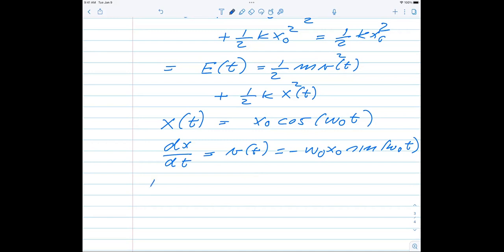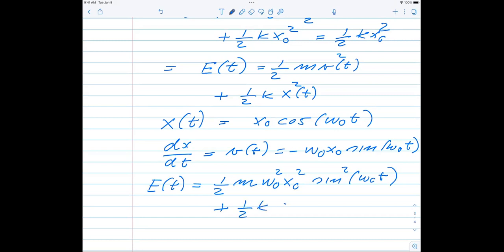That means that the energy as a function of time here is equal to 1/2 m, and since I'm squaring this, I'm getting omega 0 squared times x0 squared, and then I have a sine squared of omega 0 t, plus 1/2 k, and then I have x0 squared multiplied with cosine squared of omega 0 t.